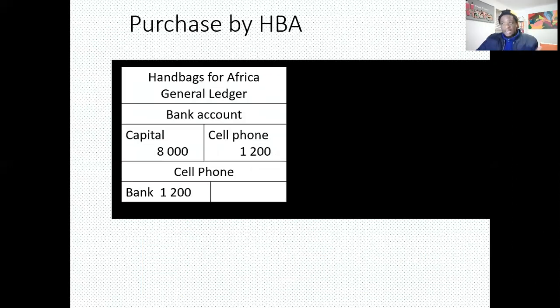And then let's make another example. The other example is a purchase that is being made by Handbags for Africa using the money that they have in the bank. So the first thing that you're going to do, obviously, if they purchase a cell phone, the cell phone is an asset because it can be used for a period of time. So they're going to debit the cell phone because assets increase on the debit. Since they're spending money to buy the cell phone, they're going to have to credit bank account because the bank account is decreasing.